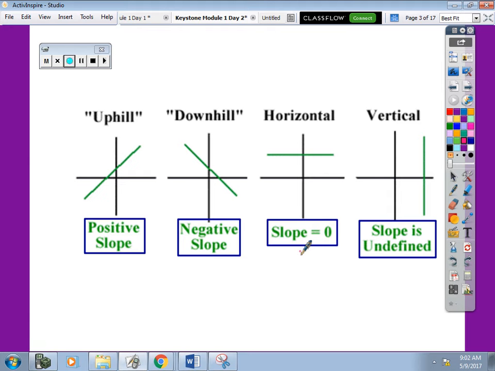A lot of times there's a multiple choice question that would be like this. We will say the slope of the line is A, 0, B, undefined, C, 1, D, -1. And you have to pick between those two answers. Okay, so just make sure you know the difference.